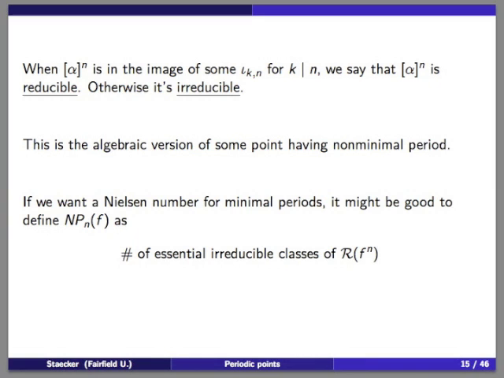So this is good. We're close to being able to define a Nielsen number for minimum periods. If we want a Nielsen number for minimum periods, a good idea would be to define it this way: just take the number of essential irreducible classes of the Reidemeister classes at the nth iterate. The ordinary Nielsen number is the number of essential classes. If I want to include only points with the minimum period, perhaps we should just consider the essential irreducible classes. It turns out actually this is still not quite good enough, although this is pretty close.